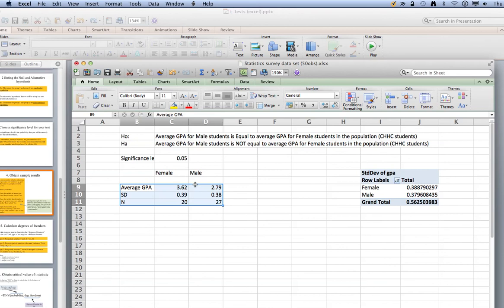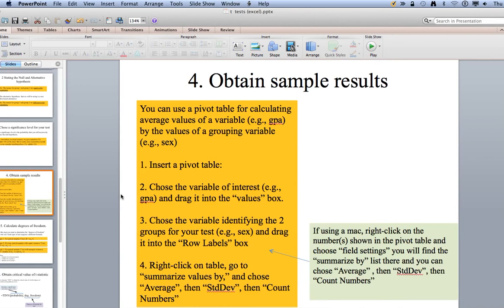Good. All right. So we have the sample results now. We know that in the sample, at least, female students have a higher average GPA, right? And these are the steps we follow. We inserted a pivot table, we chose the variable of interest, and dragged it into the values box. Then we chose the variable identifying the two groups, and dragged that into the row labels box. And then we clicked on the table and chose summarize values by. We used average to get the mean, standard deviation to get the standard deviation, and count to get the sample sizes.